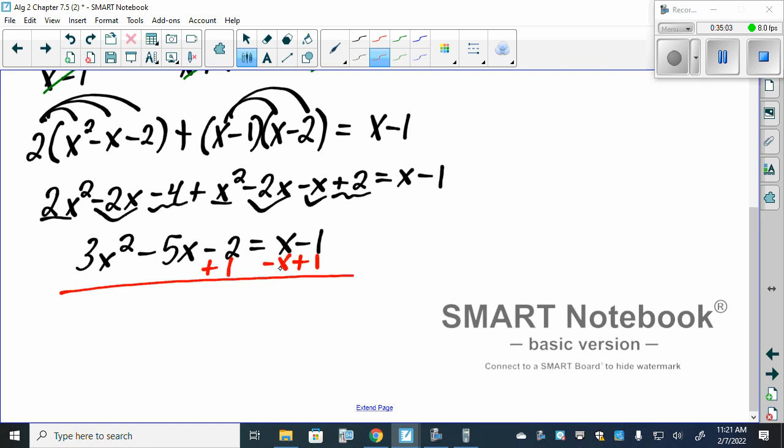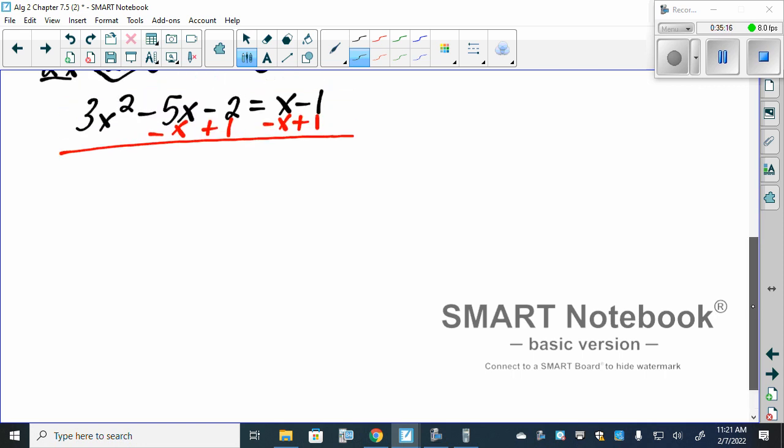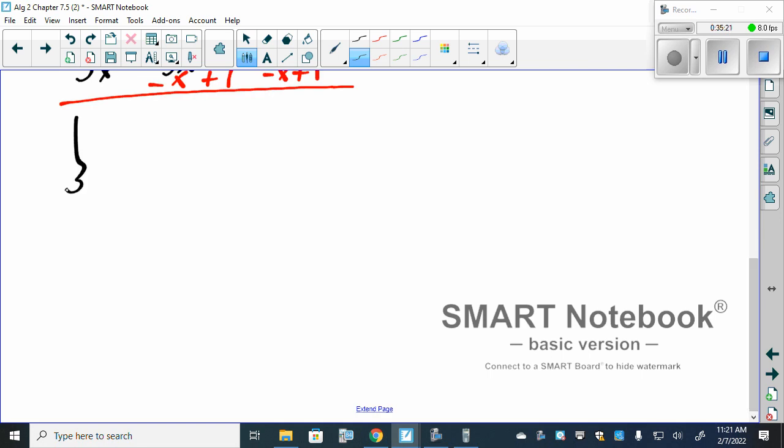Because if I wanted to, I could write it like this here and do them both at once because they are independent steps. It doesn't have to be done in two different steps. I could do it all at once. And if we did it, we would get 3x squared minus 6x minus 1 is equal to 0. And we would get the exact same thing if we did those two steps independently.